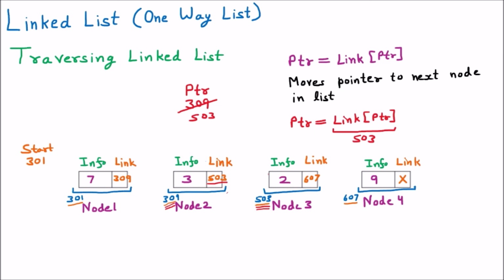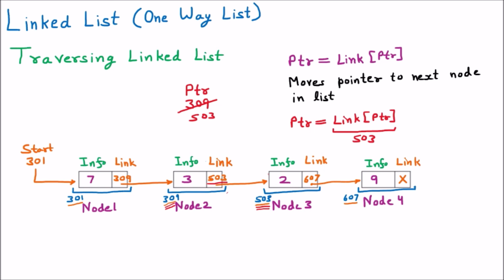Now if I make the previous diagram which we have already mentioned, the start is pointing to node 1, which is the 301 address. Then the link part is pointing to node 2, which is the 309 address. Then the link part of node 2 is going to node 3, which has the 503 address. Then the link part of node 3 is pointing to the node 4 address, and the last one is null.